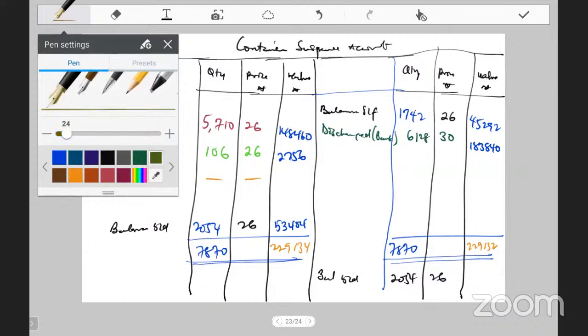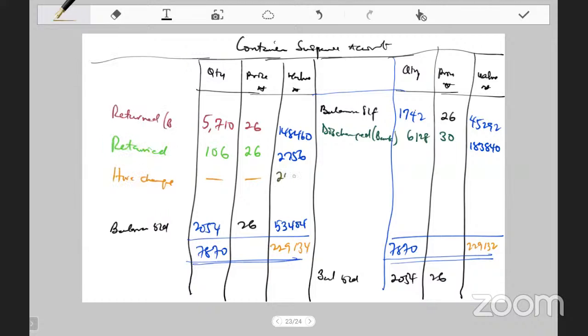Yes, sir, 24,512. I will confirm maybe what you have said is correct. That is 30 minus 26 times 6,128. Then times 6,128. Correct. So no wahala. So this is my hire charge.